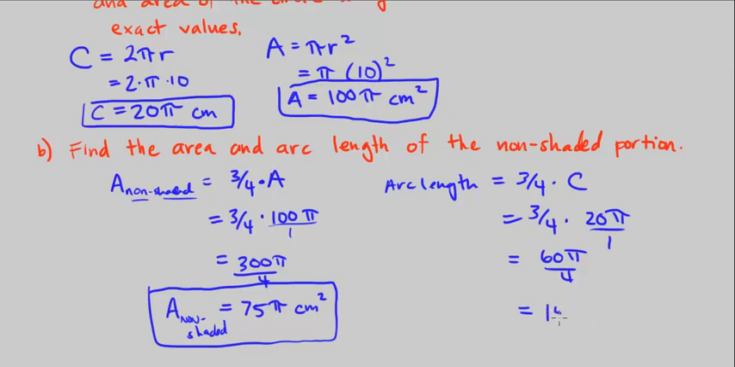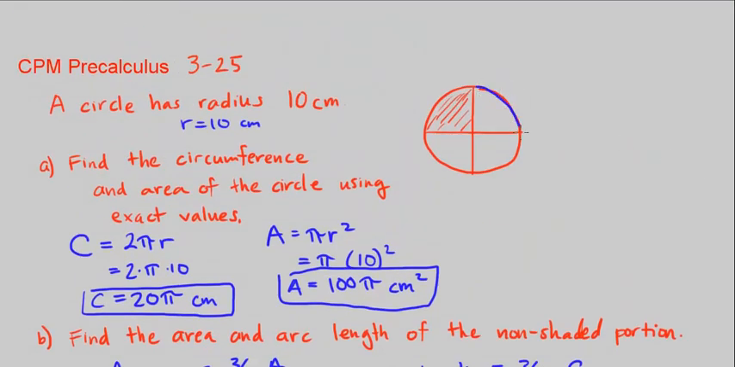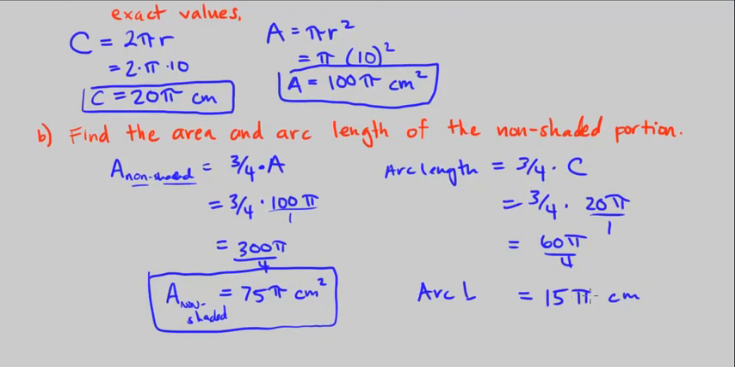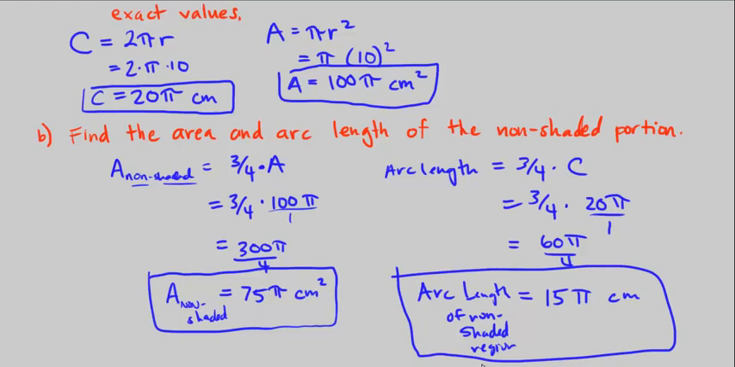That gives us 15 pi, excuse me. 60 divided by 4 is 15. And the units are centimeters. So the arc length, again, is just the distance around here of the non-shaded region. And that's 15 pi centimeters, the arc length of the non-shaded region. All right, so that's going to end for us CPM Precalculus, Chapter 3, number 25.